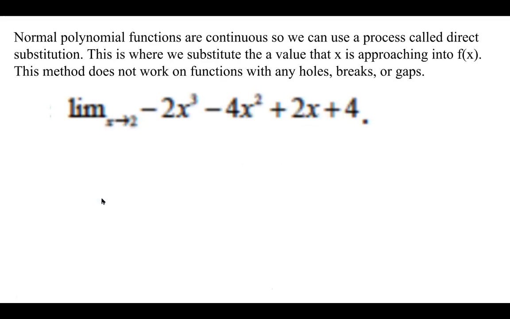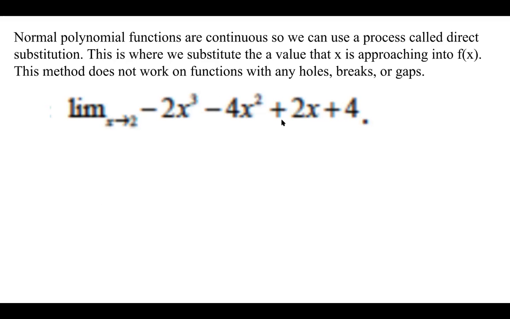Normal polynomial functions are continuous, so we can use a process called direct substitution. Remember, if it's not continuous, that means we have an asymptote or a break, like a log wouldn't be continuous. If it's a fraction, then there's often going to be either holes or asymptotes. But a polynomial like this one, which I got out of the math practice test, is going to be continuous all the way.